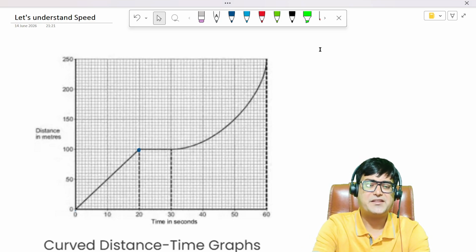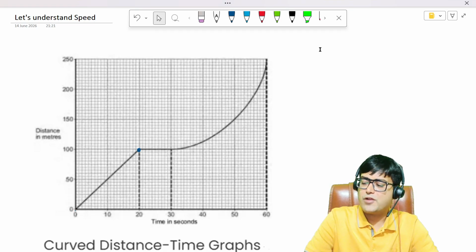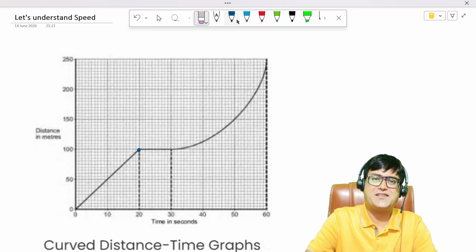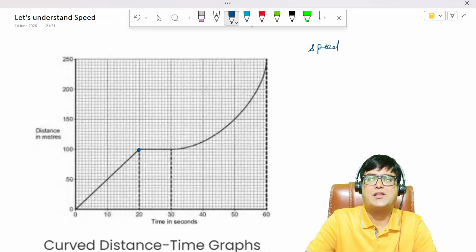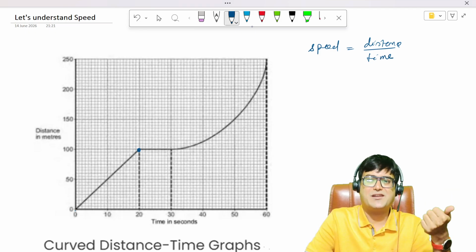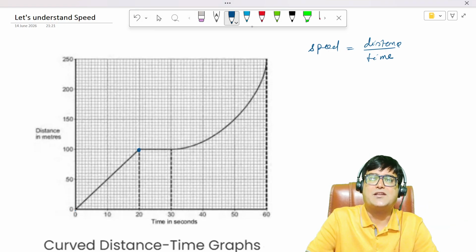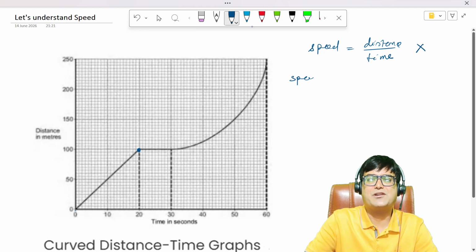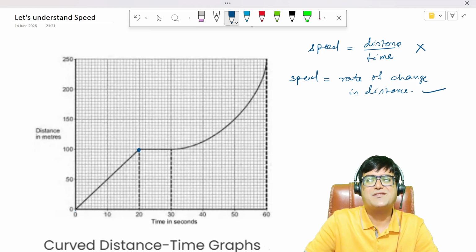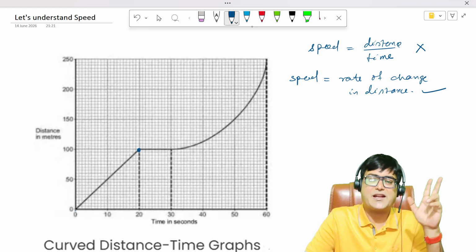Let's understand speed in this short session. Now, if you recall from your MYP or GCSE, IGCSE years, you would remember that speed was defined as distance over time. However, since you're now in IB Diploma or AS levels, the speed is not going to be defined that way. Rather, you would say that speed is the rate of change in distance. That is going to be the correct definition now.